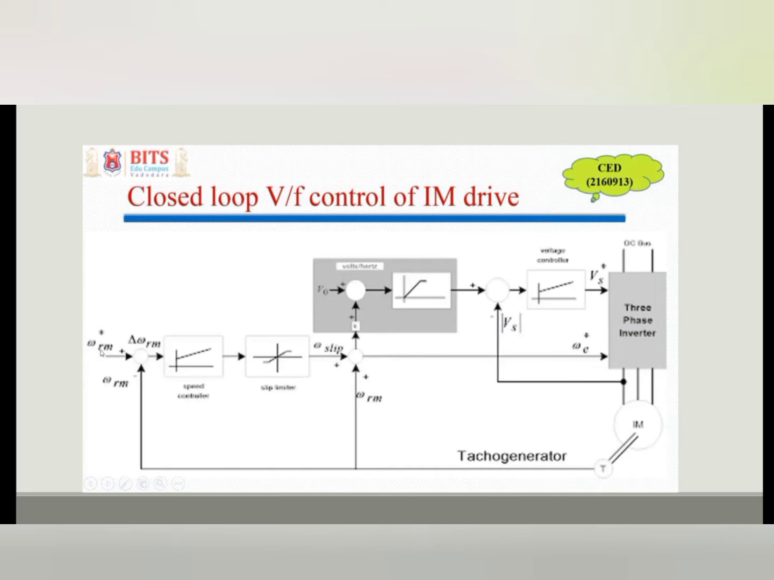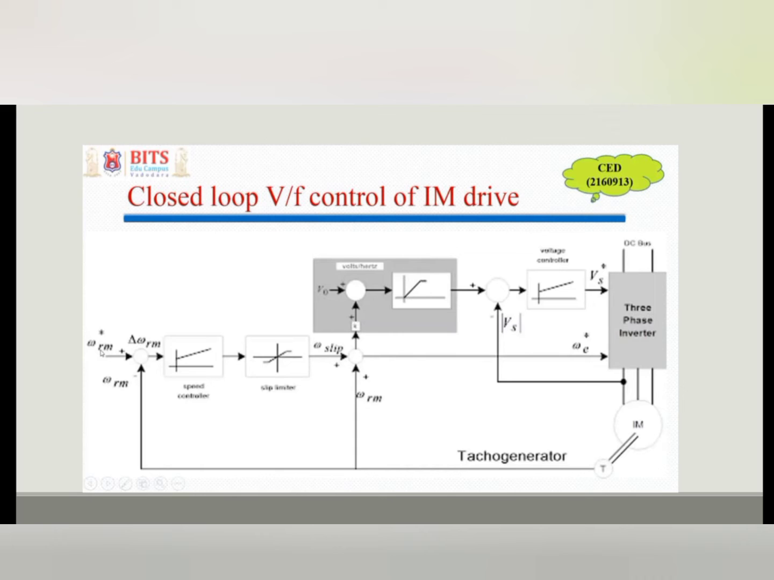Implementation of closed loop V by F control using PWM. A closed loop system is used where precise speed control is required, because even if any external disturbance happens, the closed loop system identifies it and maintains the desired rotor speed. First step is to sense the actual rotor speed N using a speed sensor. The desired rotor speed can be N star and N.